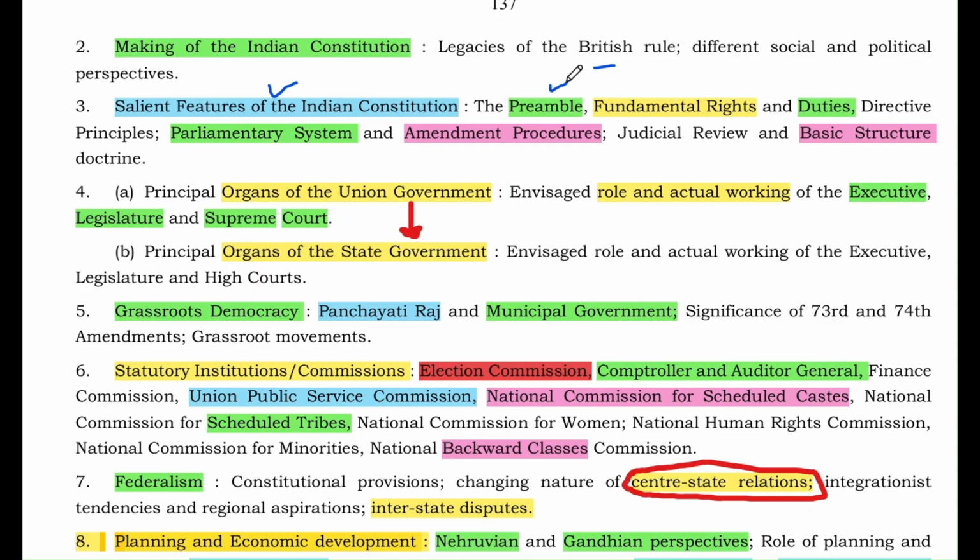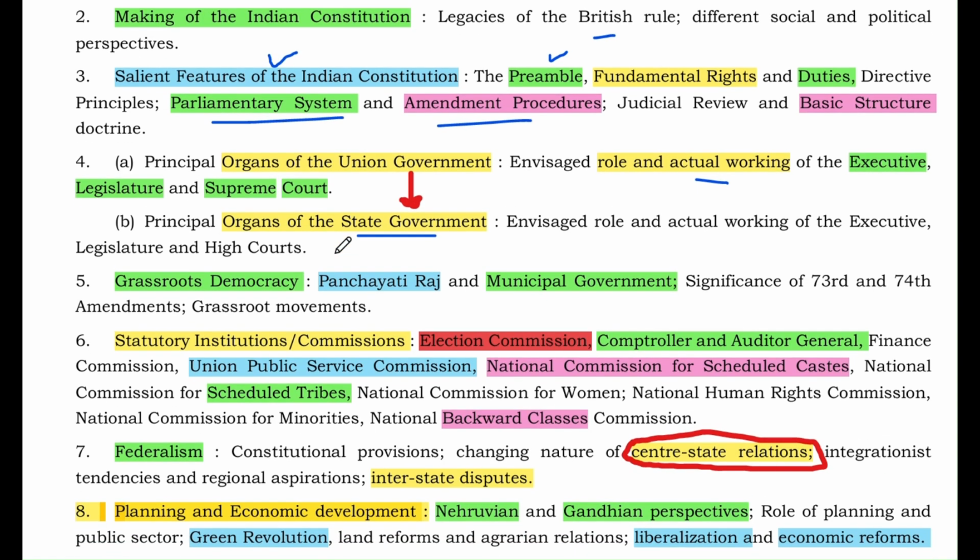Preamble is important, fundamental rights, duties and DPSPs, parliamentary system, amendment processes and basic structure. These are all very important topics that UPSC frequently asks questions on. Another is the principal organs of the Union government and the principal organs of the state government: how they work, their actual working role, executive, legislature and judiciary.